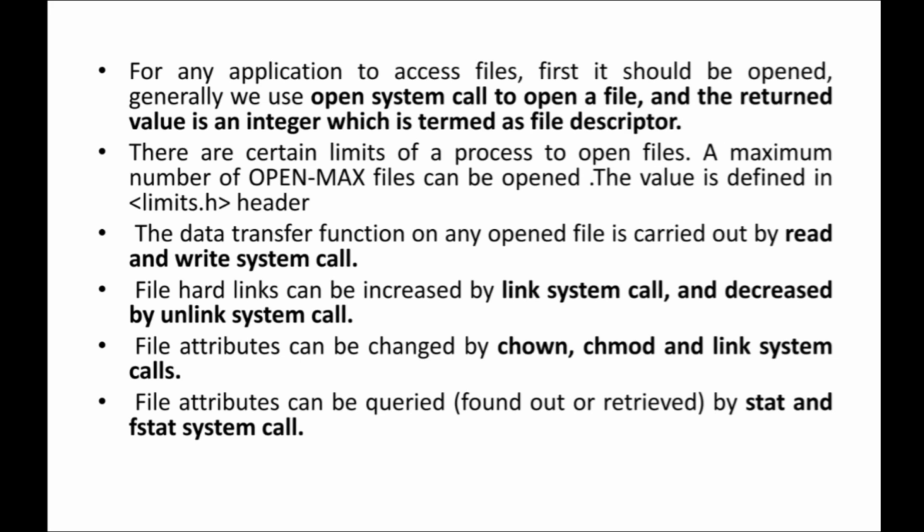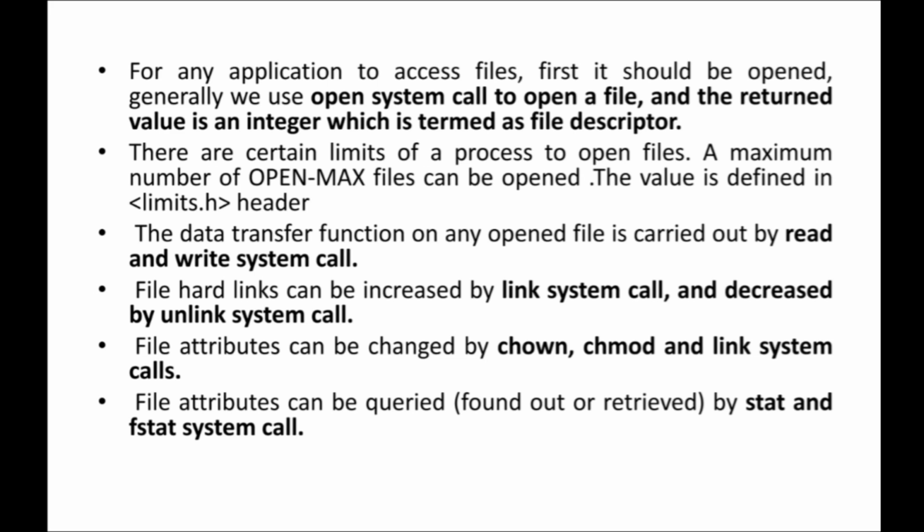In the same way, file hard links can be increased by the link system call and decreased by the unlink system call. Hard link means for the same file you can create two or more paths. That is the hard link. You can create any number of paths for the same file, and that can be increased or decreased using these link or unlink system calls. File attributes can be changed by chown, chmod.